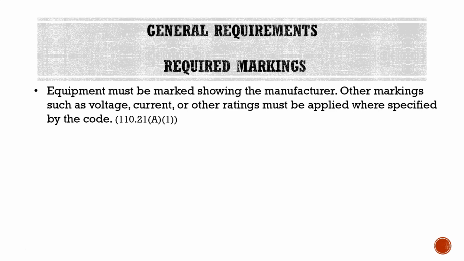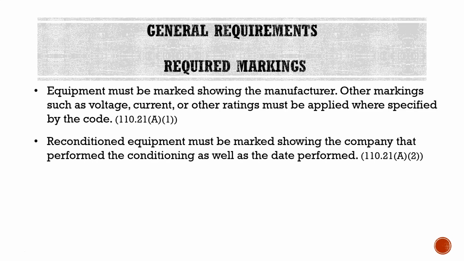In addition to those labels, we also have some required markings and information that some pieces of equipment are required to have. So taking a look at those, equipment must be marked showing the manufacturer, and this includes dwelling units as well. All equipment we install must be marked to show the manufacturer. Other markings such as voltage, current, and other ratings must be applied where specified by the code. In other words, if the code requires us to mark equipment with the voltage, that means we have to mark it with the voltage. Kind of a self-explaining rule there.